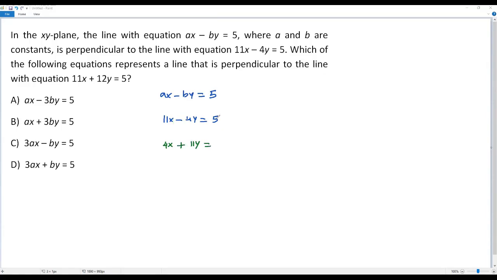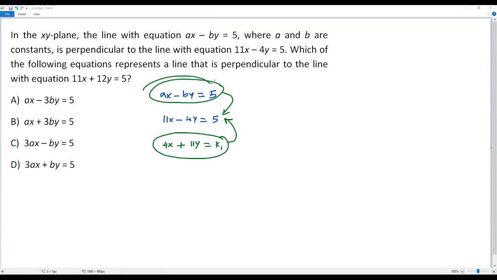And also I have to change the constant on the right side. So instead of 5, I have to write some other constant, say k1. Okay, so this is the equation of a line which is perpendicular to this one. Already we know that this is the equation of a line which is perpendicular to this one. So this is said by the question.